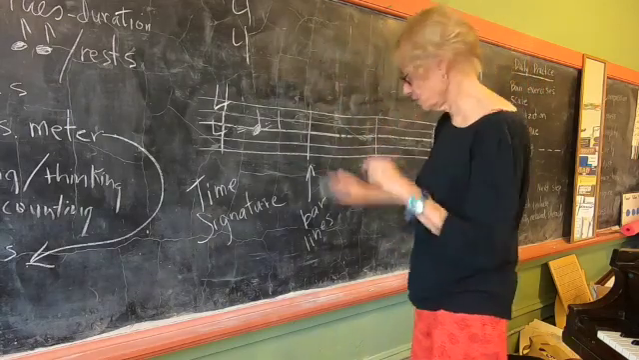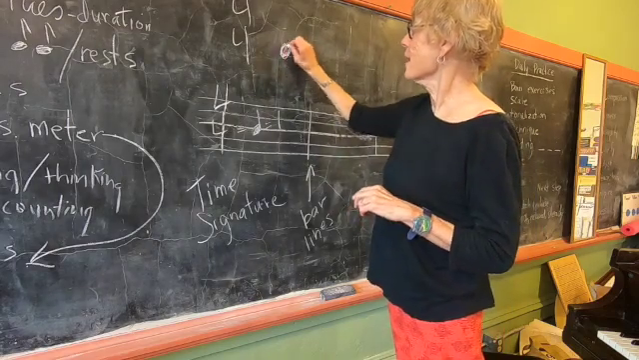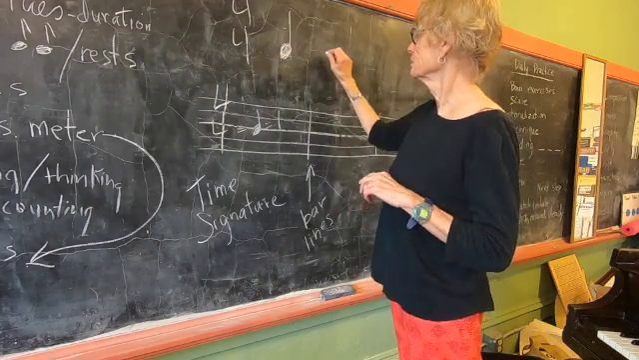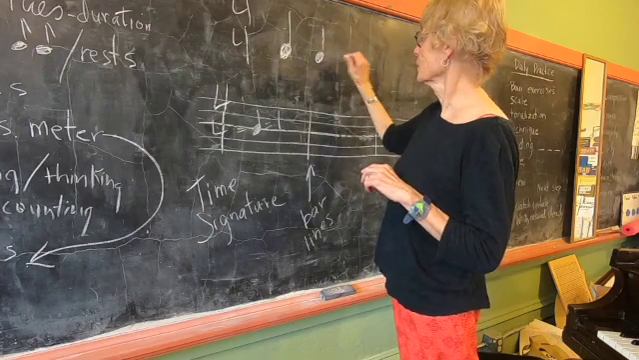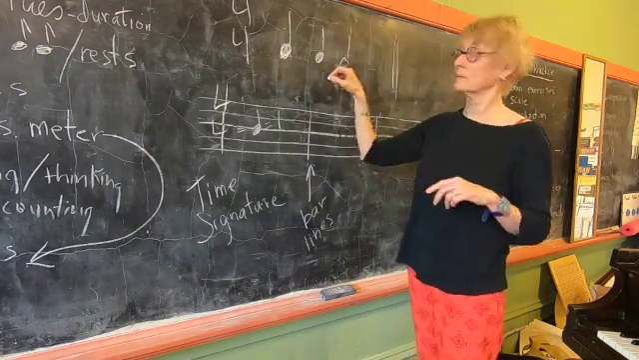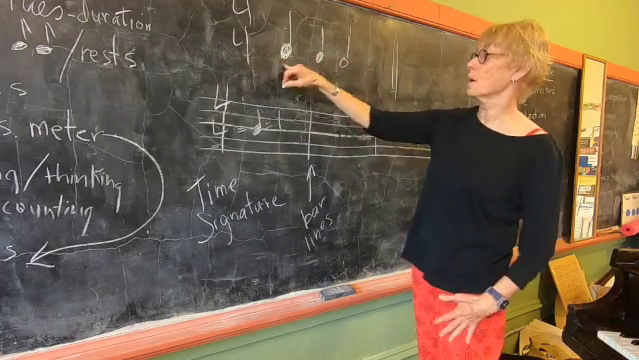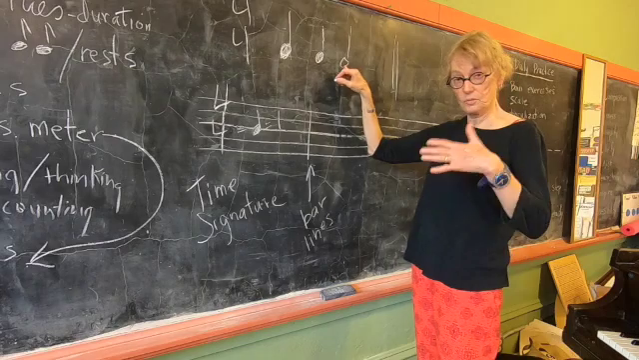and that's the subdivision of a quarter note. So what if we want to have, we'll just do this, 2 quarter notes and a half note. 1, 2, 3, 4, 1, 2, 3, 4.